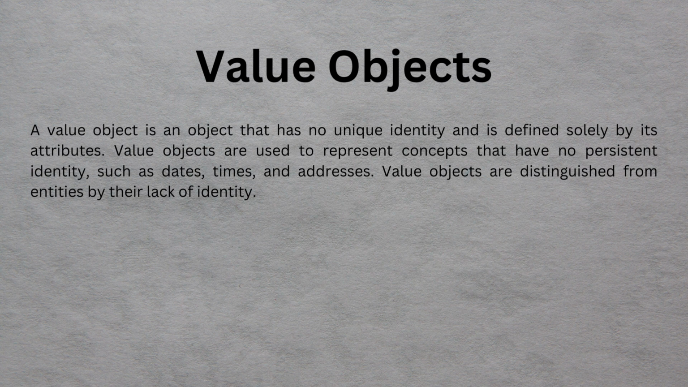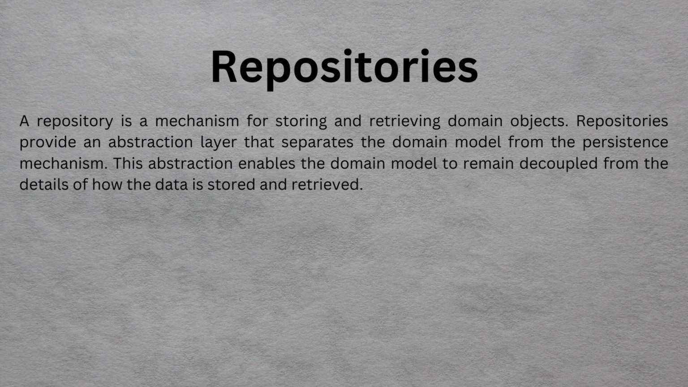For example, in an e-commerce platform, a product may be a value object. Each product is defined by a set of attributes, such as a name, description, price, and weight. However, products do not have a unique identity that persists over time.